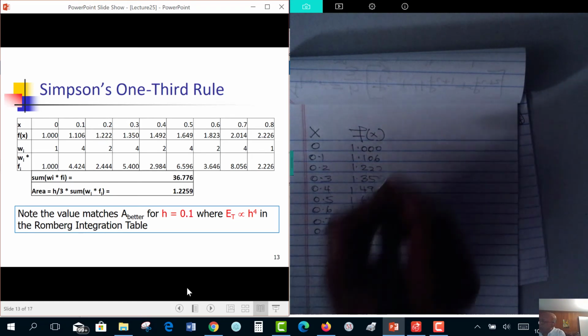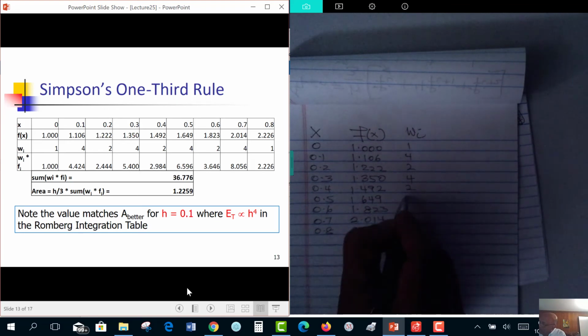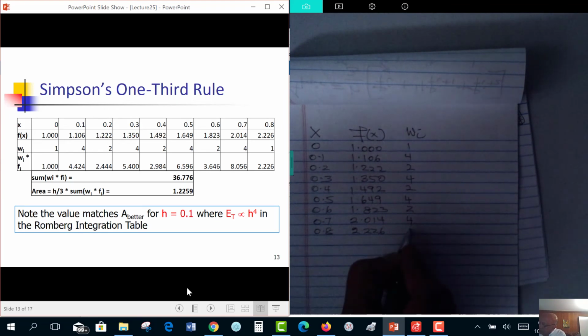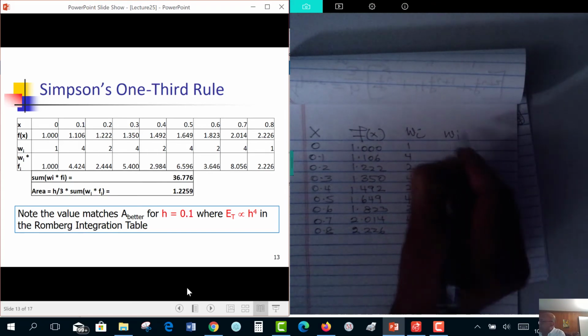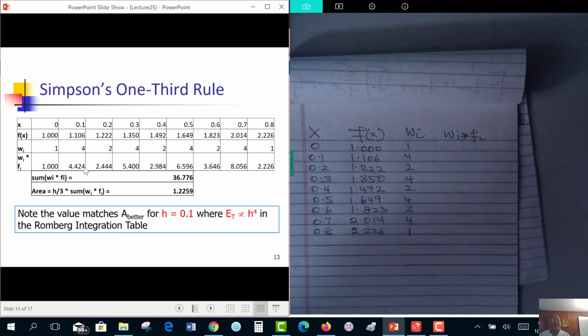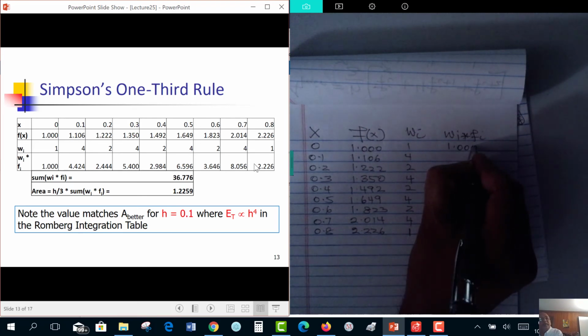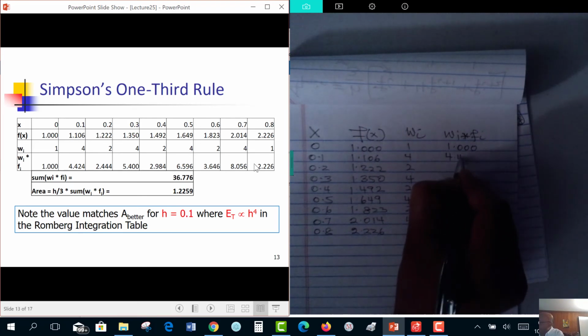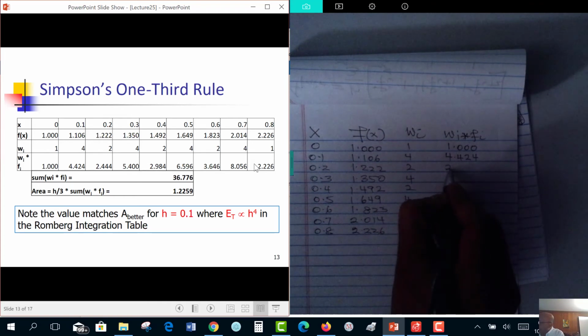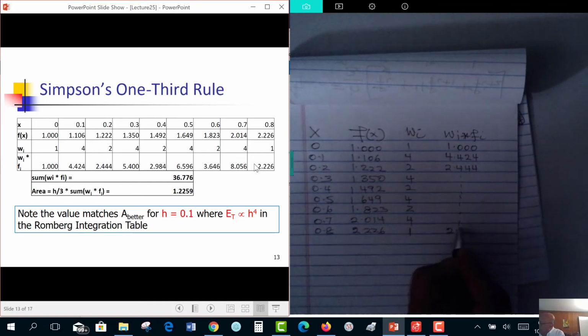Okay. So our weights are 1, 4, 2, 4, 2, 4, 2, 4, and last one is 1 again. So we do a weighted sum. Okay. So it's in my table here. Let's do 1.000. I'll show another one, 4.424. Next one is 2.444. On and on and on. Last one is 2.226. So we total them up, we get 36.776.